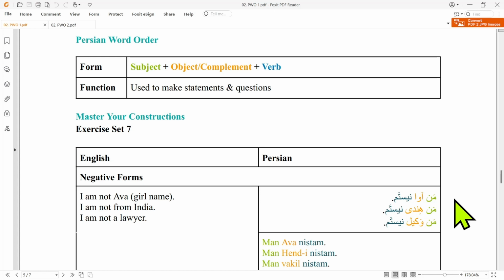And now the negative forms. You already know that I am not in Persian is man nistam. So if I want to say I am not Aba, I would start with the subject man, I would end with the verb nistam, and I would put Aba in between and would say man Aba nistam. Following the same word order, if I want to say I am not from India, I would say man hindi nistam. And if I want to say I am not a lawyer, I would say man vakil nistam.